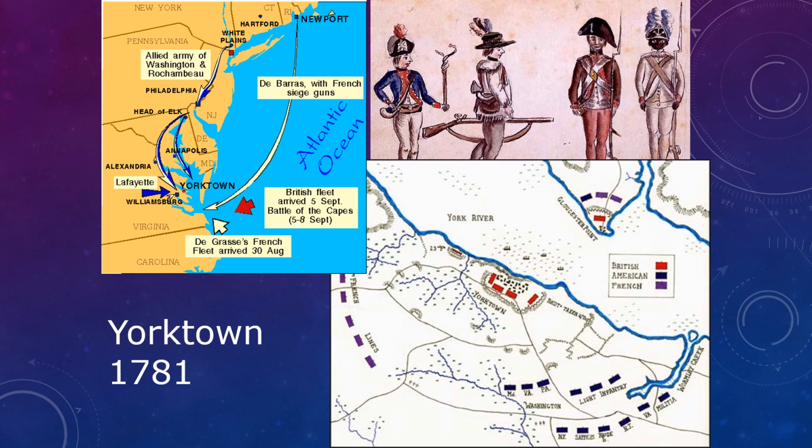Debarras comes down there. He's got the siege guns. He lands all the way down at the very tip of the York-James Peninsula. They unloaded the siege guns, and Debarras gets out of the way because all he has is transport vessels.